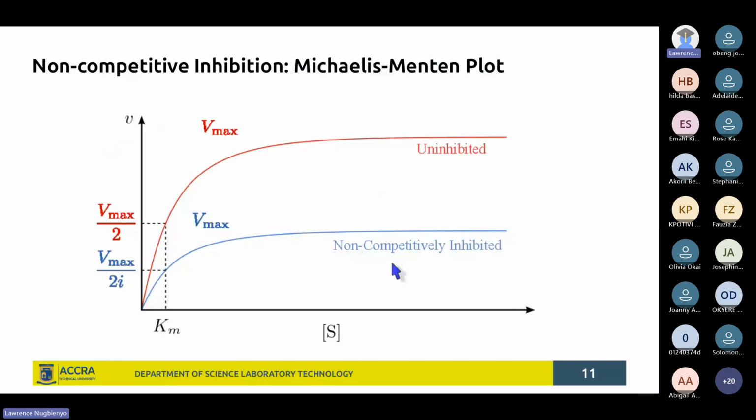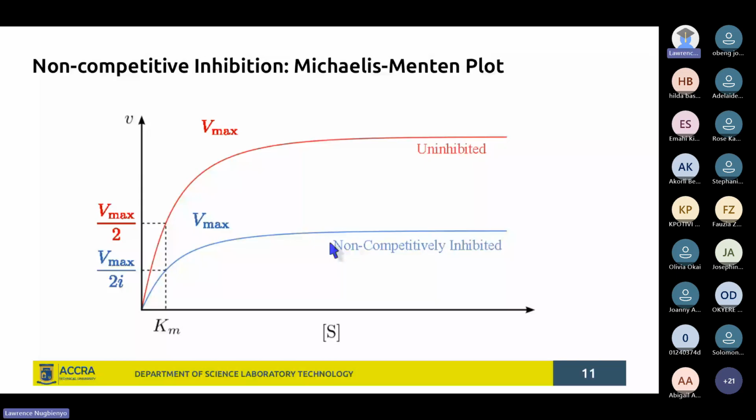Now let's take a look at the representation of this non-competitive inhibition also by Michaelis-Menten kinetics. How will this look? Here again, we see the uninhibited reaction is represented by the red curve up there, and the blue curve is representing the non-competitively inhibited reaction.